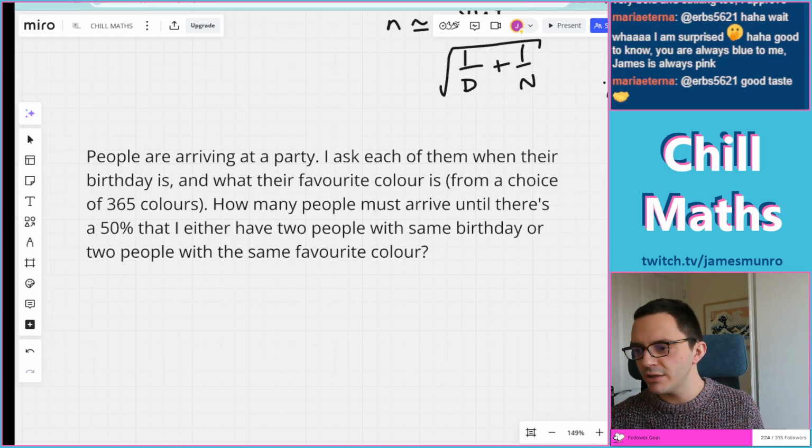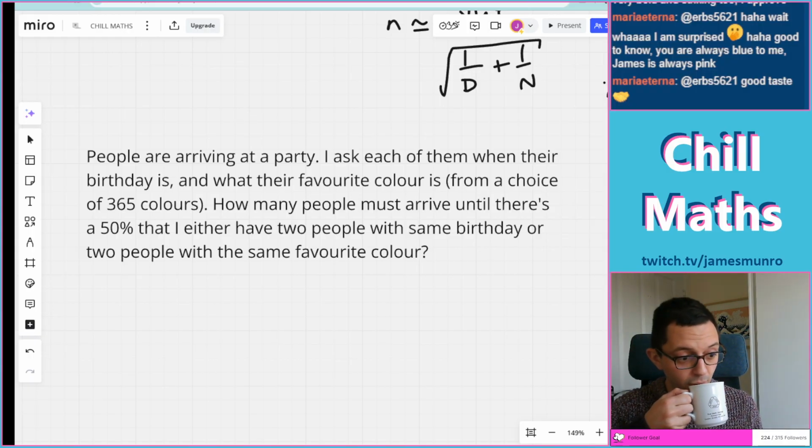Shades of blue, shades of red, shades of green. Favourite colours have been going on in chat.